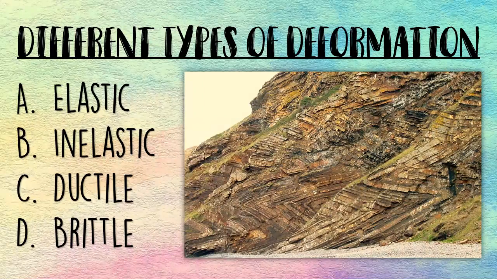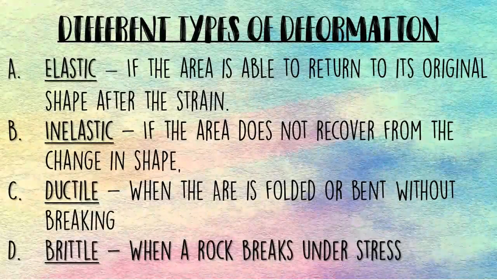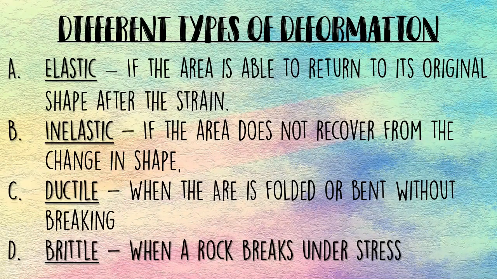There are four types of deformation: elastic, inelastic, ductile, and brittle. Elastic. The area is able to return to its original shape after the strain. Inelastic. If the area does not recover from the change in shape. Ductile. When the area is folded or bent without breaking. And brittle when a rock breaks under stress.